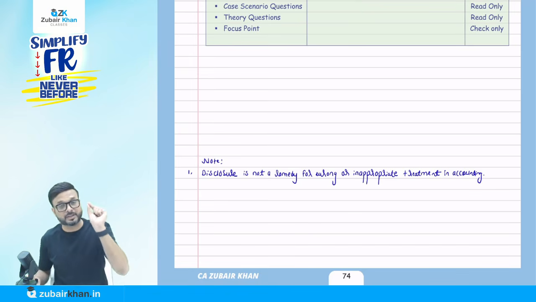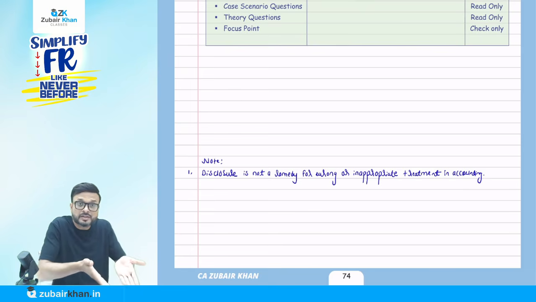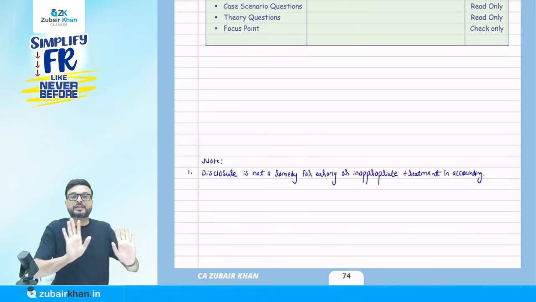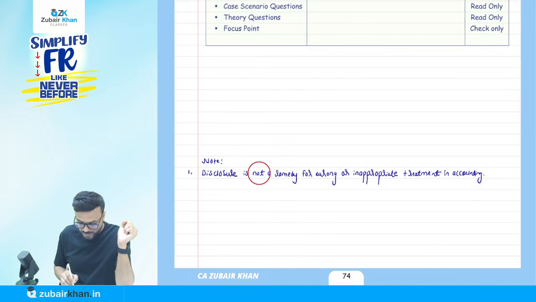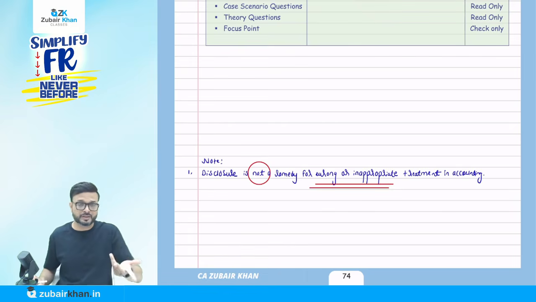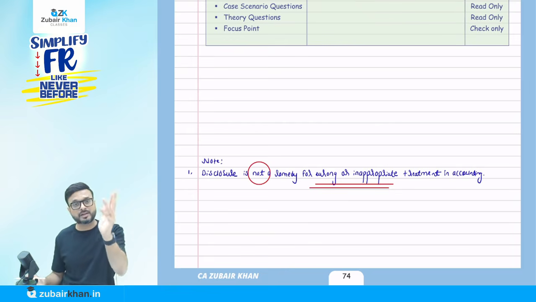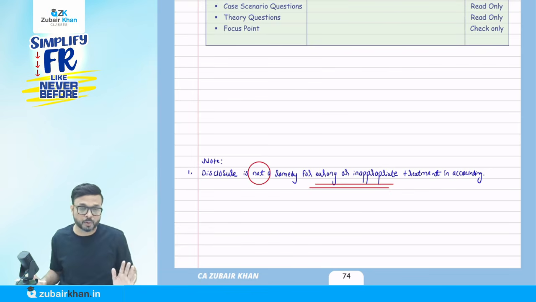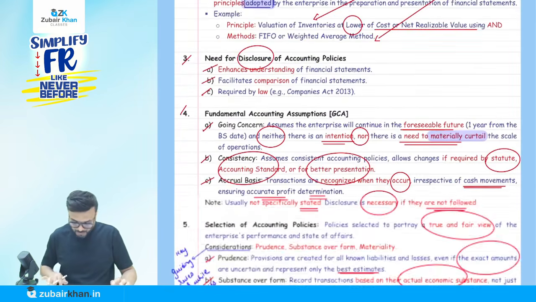Let me give an example. As per Accounting Standard 2, the LIFO method is not allowed. I say no, I follow the LIFO method, I disclose it, so it is correct. No. Disclosure is not a remedy for wrong or inappropriate treatment in accounting. So you cannot say I have disclosed it, which means whatever wrong I have done is correct. No, LIFO is not allowed. Even if you disclose in the notes to accounts that you follow the LIFO method, that does not mean that method will become appropriate, because that is not allowed as per Accounting Standard 2. That is, disclosure is not a remedy for wrong or inappropriate accounting treatment.